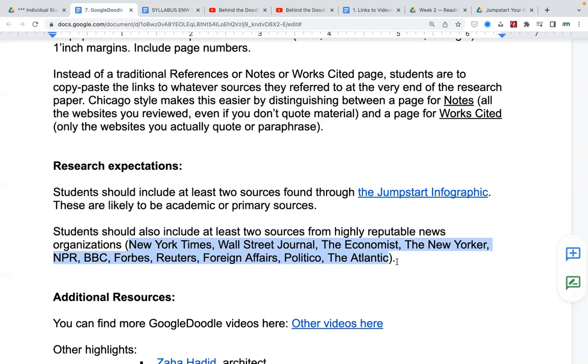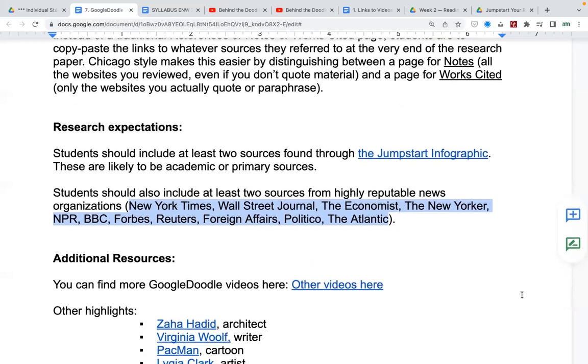I would avoid Wikipedia, shoop.com, Cliff Notes. What's another one? TMZ, probably don't want TMZ. Okay.